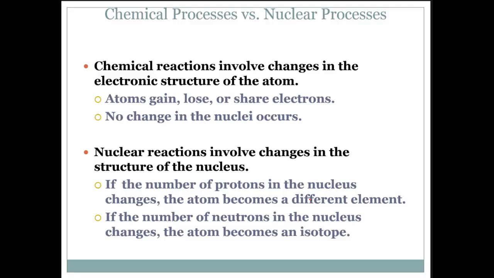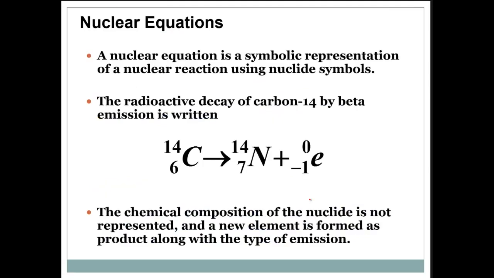Nuclear reactions, however, involve changes in the structure of the nucleus. If the number of protons in the nucleus changes, the atom becomes a different element. If the number of neutrons in the nucleus changes, the atom becomes a different isotope. A nuclear equation is a symbolic representation of the nuclear reaction using nuclide symbols.